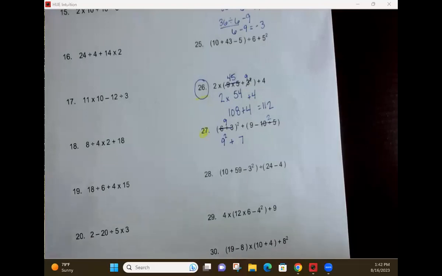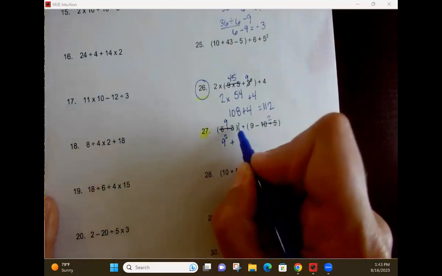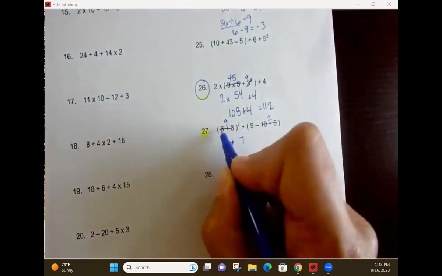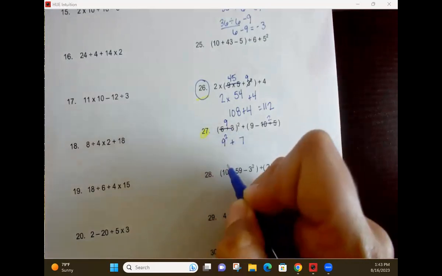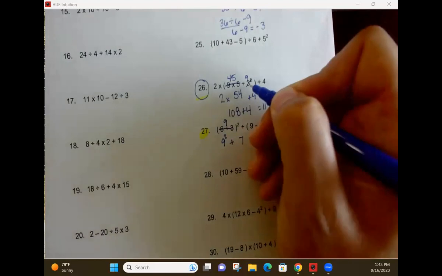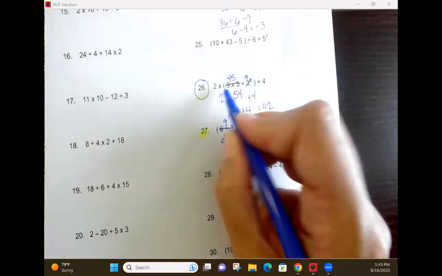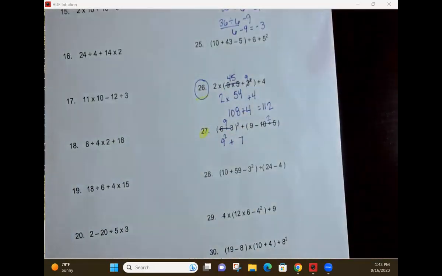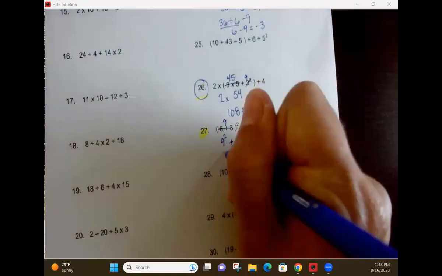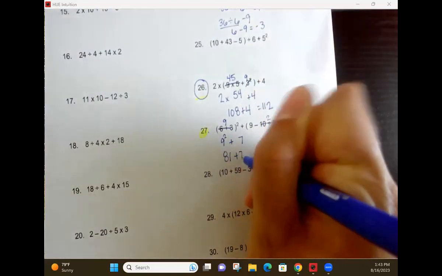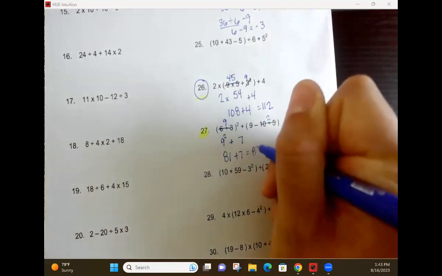The exponents, right? 9 squared. And I wanted to do this one because I wanted to point out that there's a difference in where our exponent lives on number 27 versus number 26. So on number 27, the exponent lives outside the parentheses. That means I do what's in the parentheses first, then the exponent. Number 26, my exponent was attached to the 3. It was inside the parentheses, so I did 3 squared before I did some of this other stuff inside parentheses. Okay, so a little bit different. 9 squared gives me 81 plus 7 gives me 88.